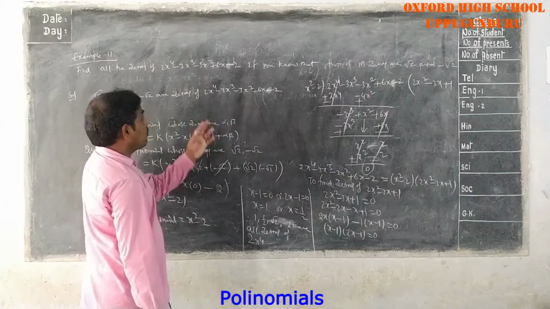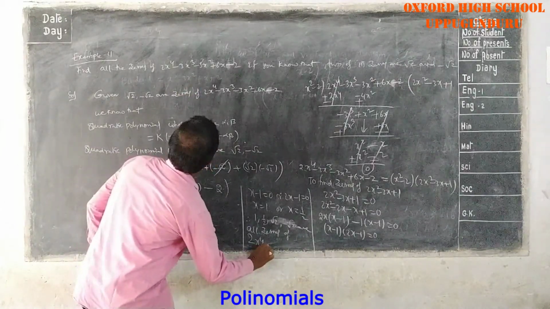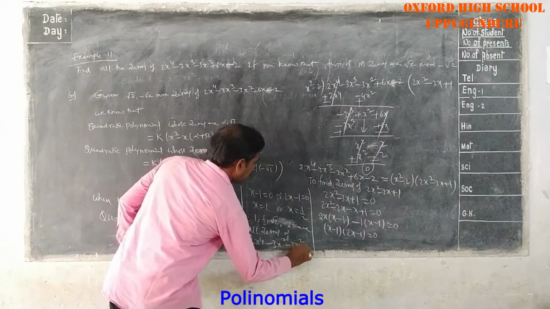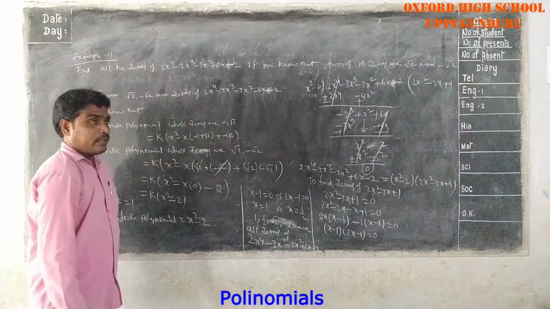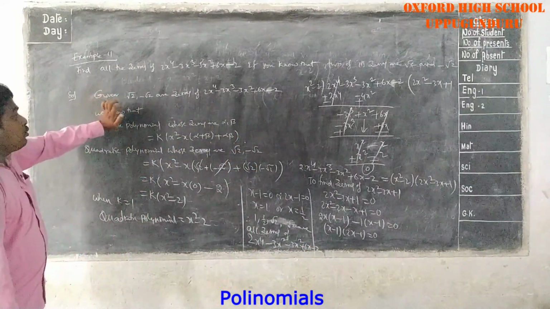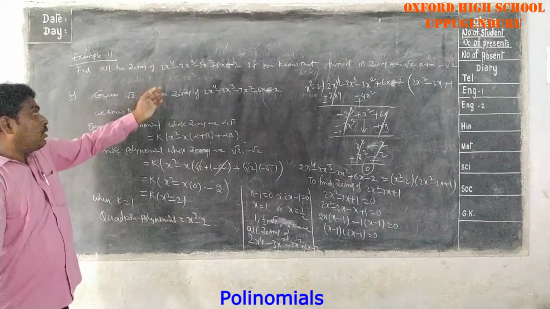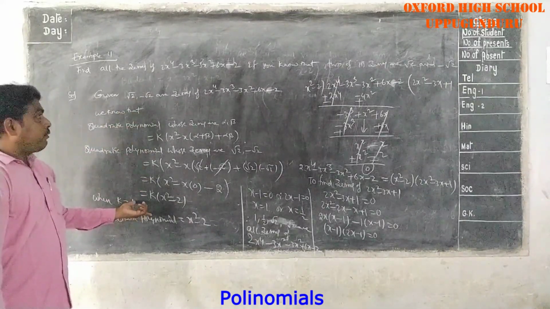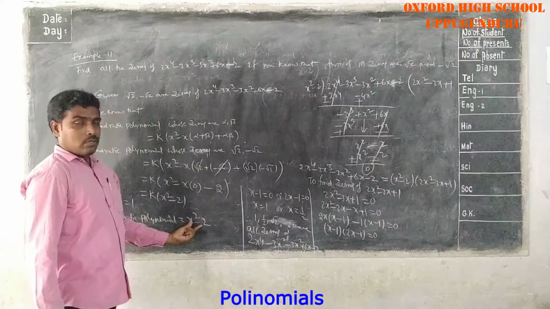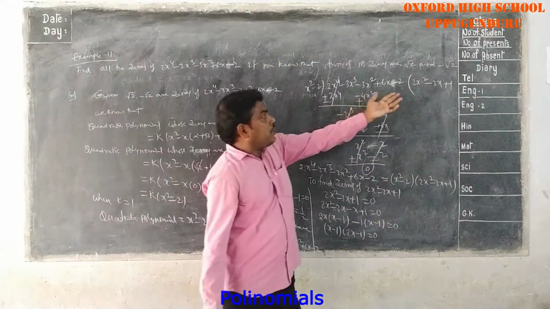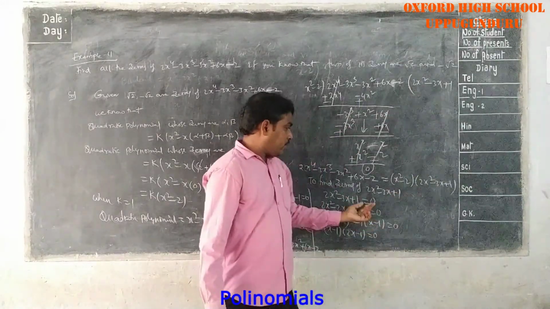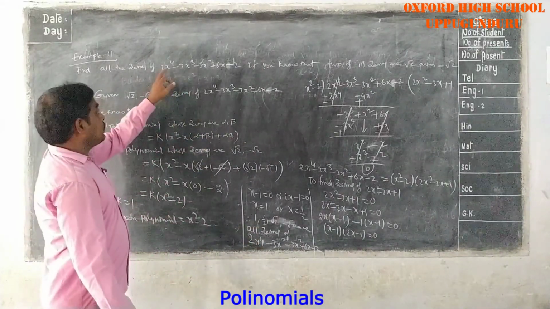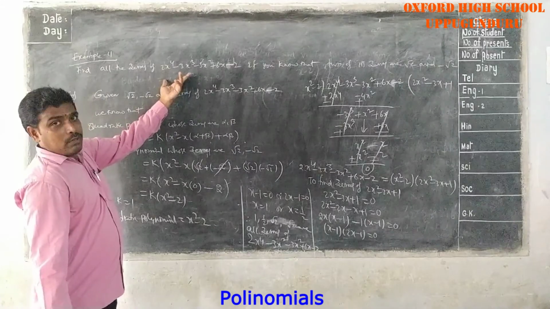Given degree 4 means biquadratic polynomial: 2x power 4 minus 3x cube minus 3x square plus 6x minus 2. So in the problem, first they gave 2 zeros of the given biquadratic polynomial. So by using the two zeros, we are finding a quadratic polynomial. We are dividing this biquadratic polynomial with this quadratic polynomial. You will get another quadratic polynomial. For that, we are finding the remaining two zeros. After that, finally we are getting 4 zeros. This is degree 4. That's why this polynomial will have 4 zeros.